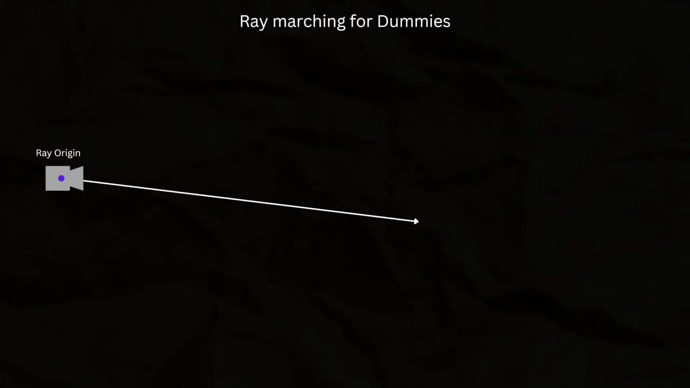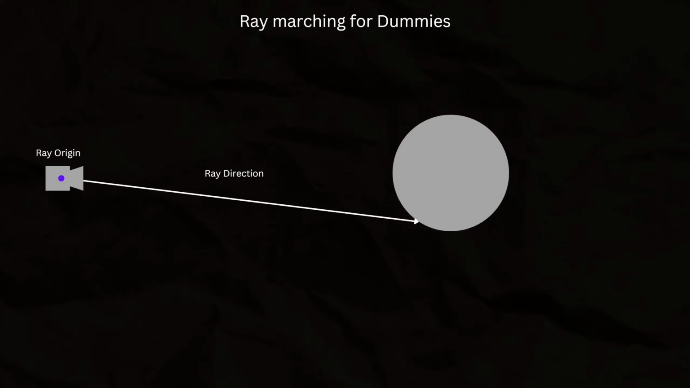So the first thing is, what is raymarching? Imagine that we have a camera and it has a position in 3D space. We will call it ray origin. Then we will have a direction in which our camera is looking at. We will call it ray direction. In our scene, if that ray intersects with any surface, we will get that point and color that pixel. Obviously, we will do that for every pixel at which our camera is looking at.